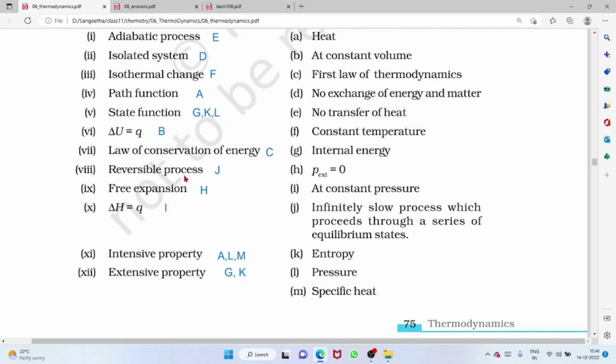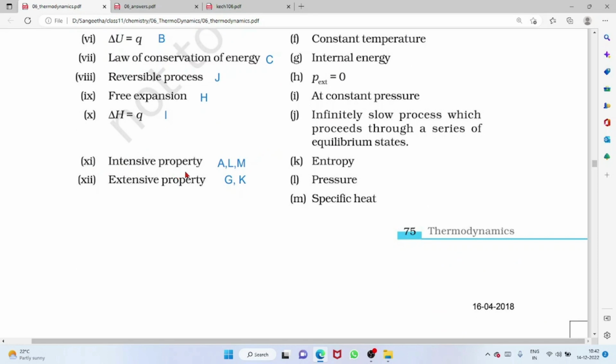Reversible process: an infinitely slow process which proceeds through a series of equilibrium states. Free expansion, that is, pressure is 0. Delta H equals Q at constant pressure. Okay.